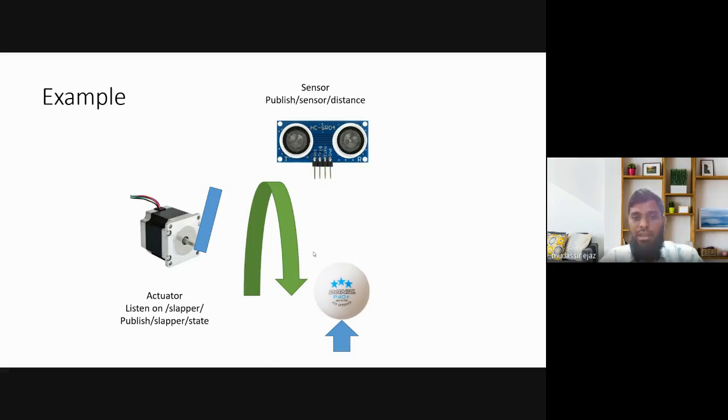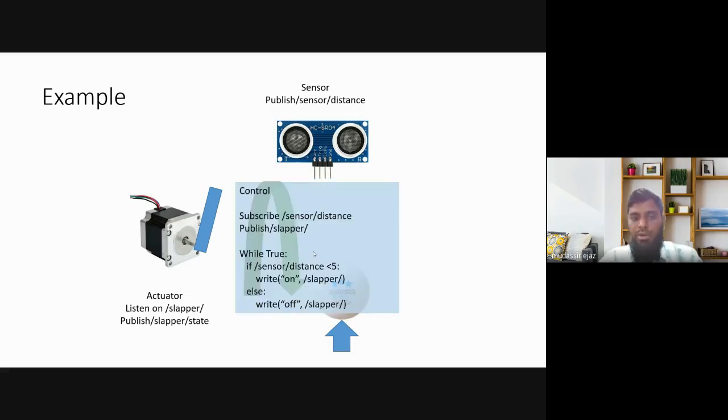Here, if you have noticed, you have an actuator and a sensor, but one main thing is missing, which is control. How do you control this mechanism? Here ROS provides the control mechanism. It takes the environment data from the sensor and publishes it to the actuator, and the actuator performs the action by subscribing to the topic, and it will work in a while loop.